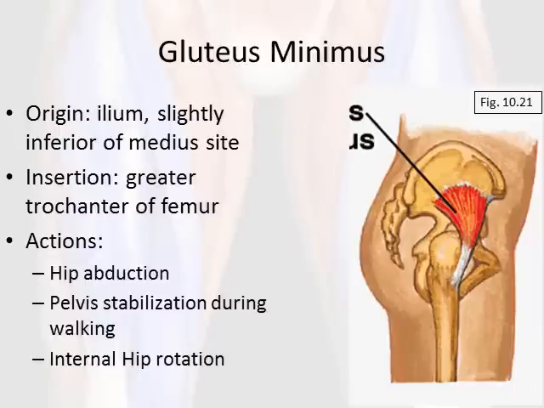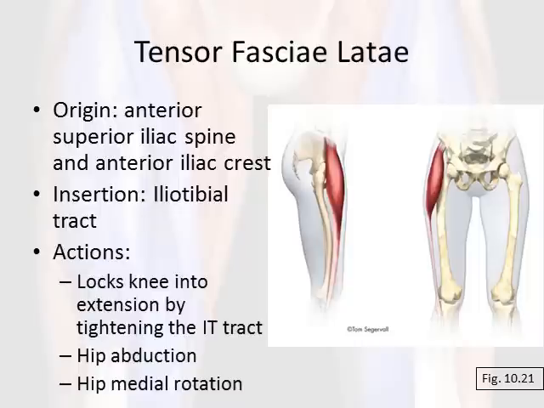Okay, then we have the gluteus minimus. Gluteus minimus again comes off of the ilium. You can see here just a little bit further down, a little bit more distally and inferiorly. And it inserts on the greater trochanter of the femur, just like the medius. Okay, it's also a hip abductor, also stabilizes the pelvis, as well as being a hip internal rotator.